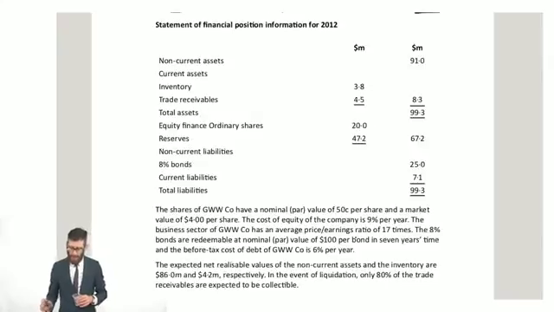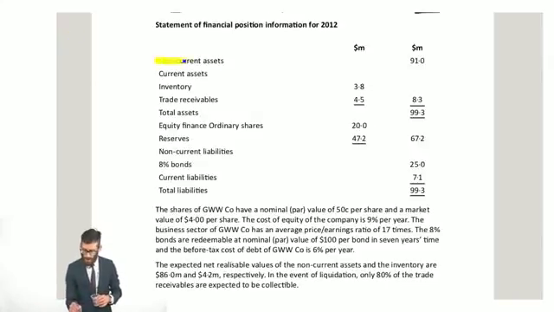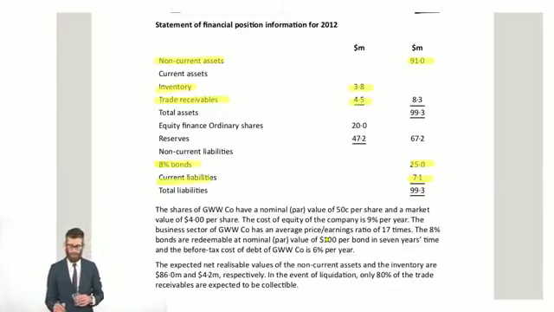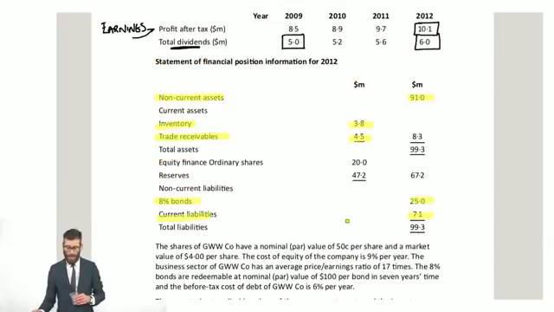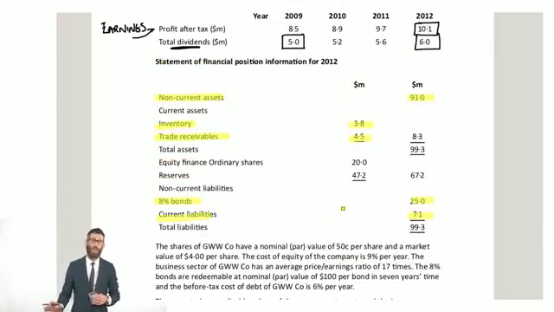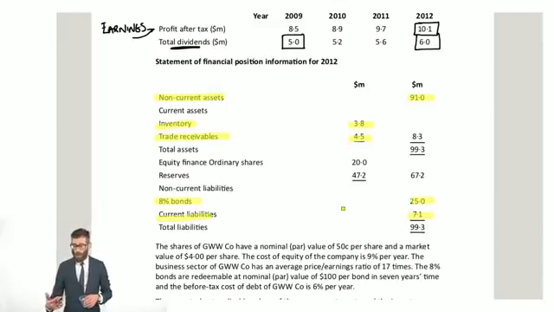We then have a statement of financial position, and we are told non-current assets are 91. Inventory is 3.8, receivables is 4.5, non-current liabilities are bonds of 25, and current liabilities are 7.1. Now, so far we've got earnings, dividends, and a statement of financial position, which gives rise to the P/E ratio, the earnings yield, the dividend, and the net asset value. The only thing we cannot do in this question is the discounted cash flow.